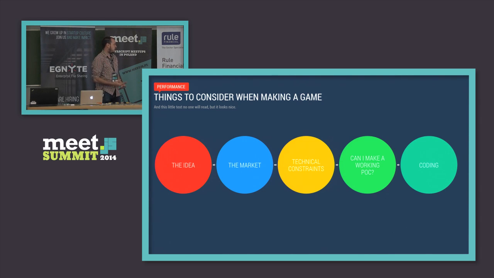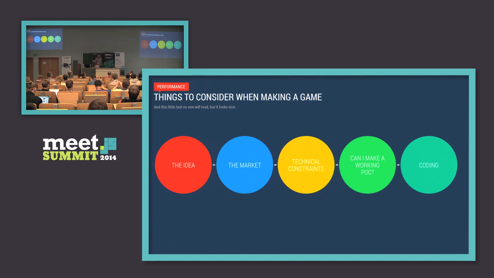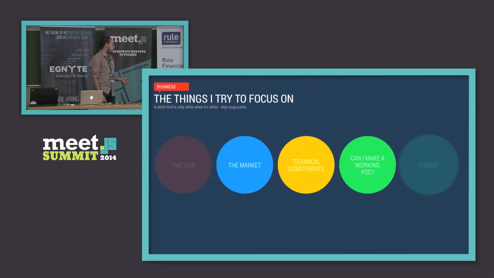Then this step that I added at the end, this green one actually: can I make a working POC that will satisfy the customer? If I can, then I can proceed with the technology and sit down to the coding part. But after I drew that, I realized that the most important and interesting part, and the thing I learned during the last year, was actually these three things: getting to know the market, getting to know the technical constraints of the system you are working with, and doing the working POC of the game.